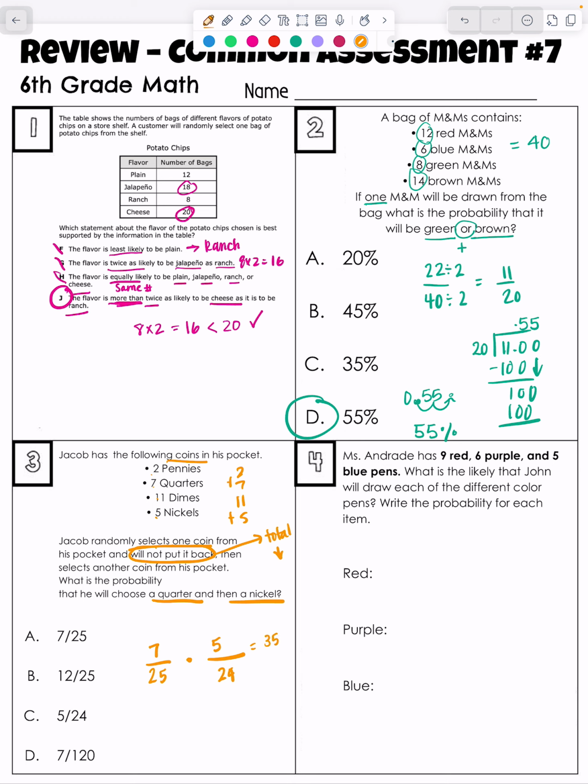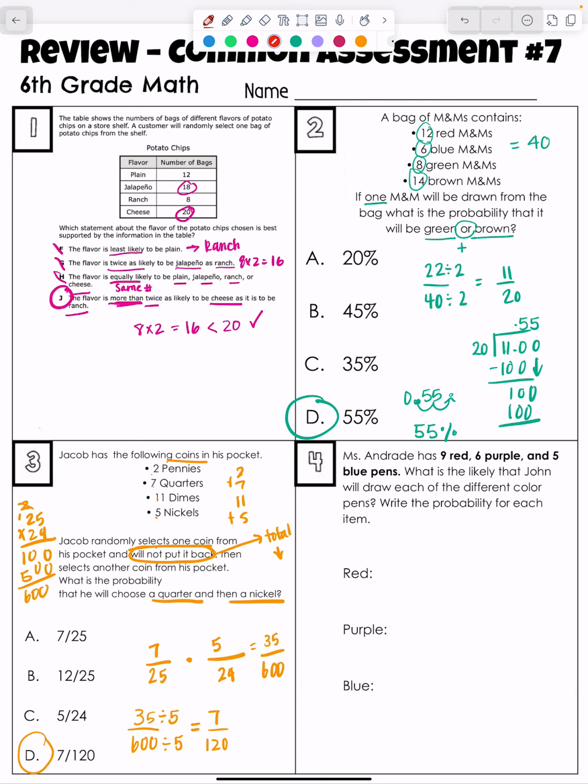So 7 times 5 is 35. I'm going to go ahead and do 25 times 24. 4 times 5 is 20, carry the 2. 4 times 2 is 8, plus 2, that's 10. Add a 0. 2 times 5 is 10, carry the 1. 2 times 2 is 4, plus 1 is 5. We add that to get 600. So now I have 35 over 600. Obviously, that's not our answer because we have to always simplify. So I'm going to simplify by 5, which should get us 7 over 120, which is D.